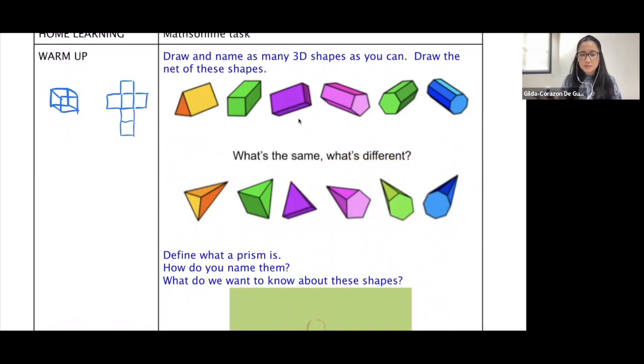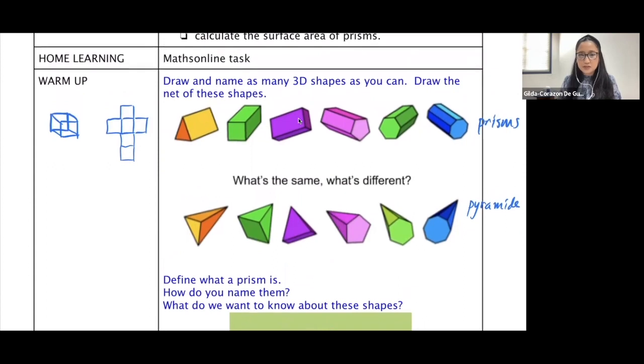So the ones on top, if you knew already, those are what we call prisms. And those are the shapes that we will be focusing on today, right? And the ones on the bottom are what we call our pyramids. Okay. So how would you define a prism, knowing what's the same, what's different between these 2 groups of shapes? How would you define a prism? Okay, so I'll give you a minute to do that as well. Write it down in your book. And how do you name these prisms or even these pyramids?